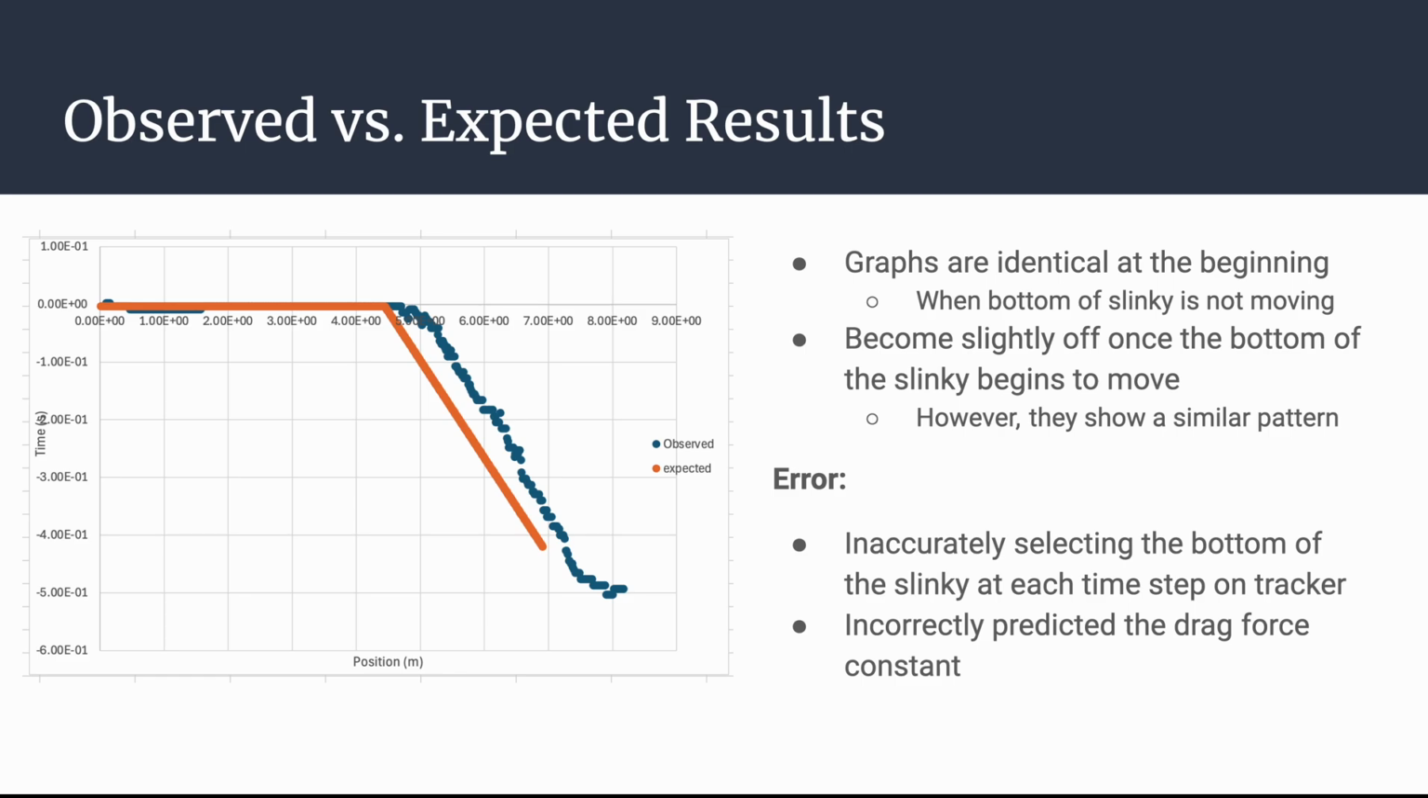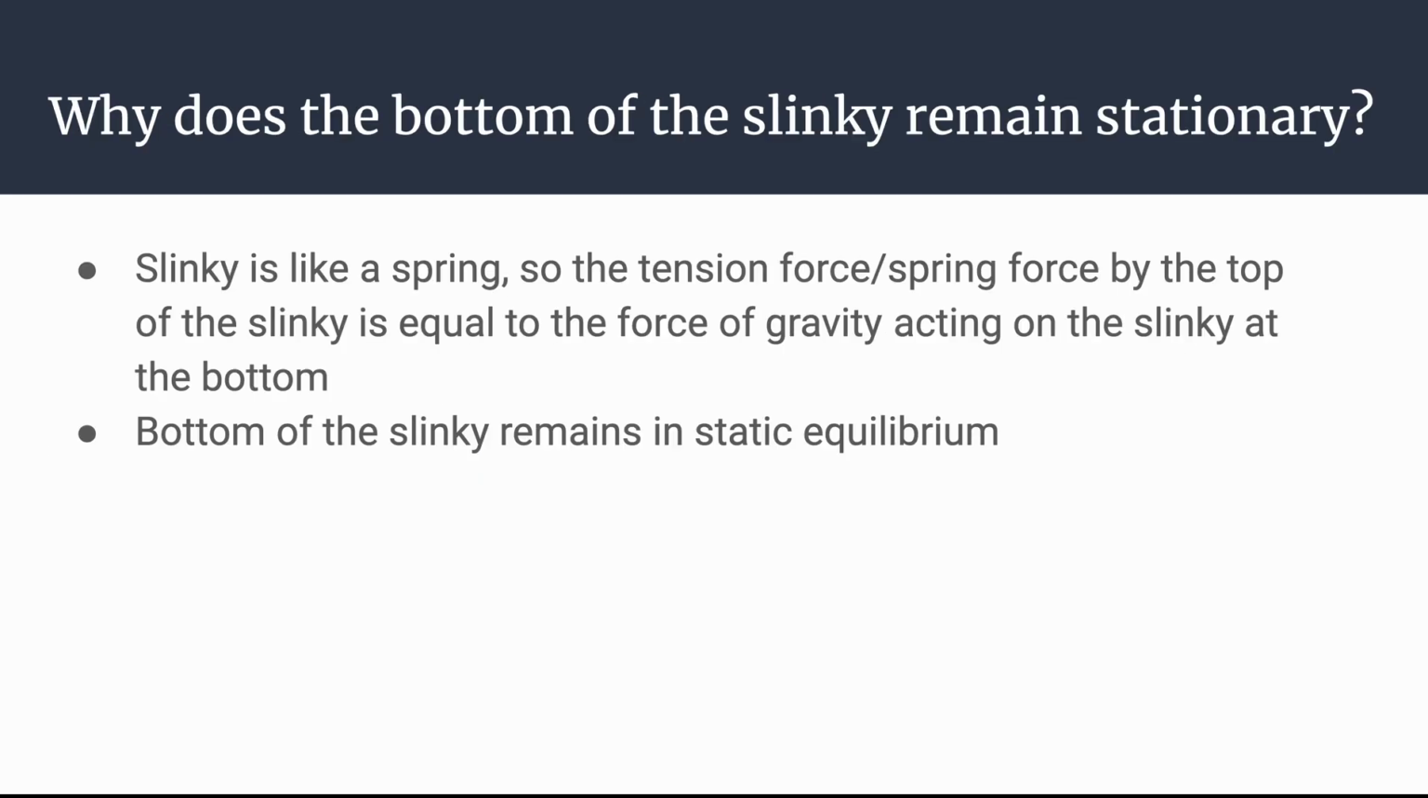The graphs are identical at the beginning, when the bottom of the slinky is not moving, so we would expect to get the exact same result. It does become slightly off once the slinky starts moving. However, they show a similar pattern, which is what we expected. For the error with the slightly off graphs, I would say it's likely from inaccurately selecting the bottom of the slinky exactly at each time step on Tracker and from not predicting the drag force constant perfectly.